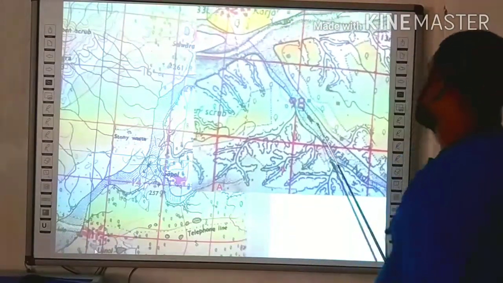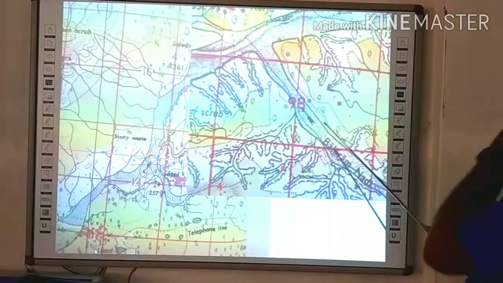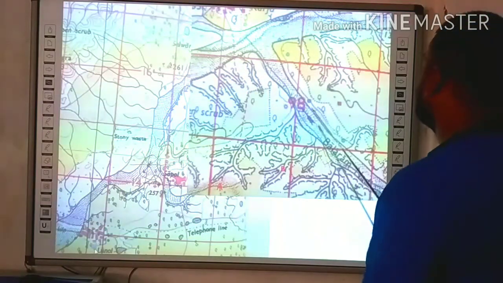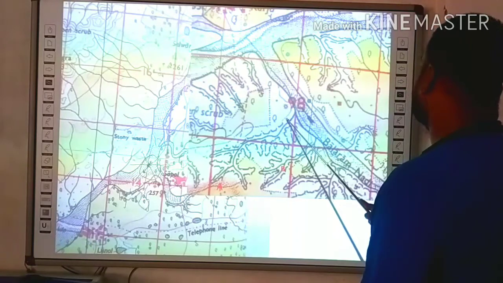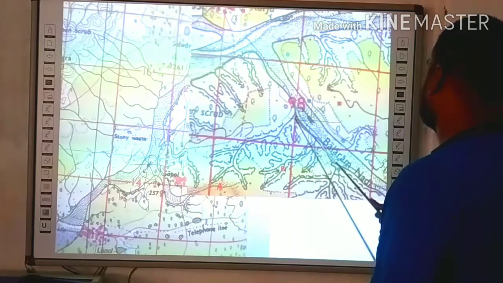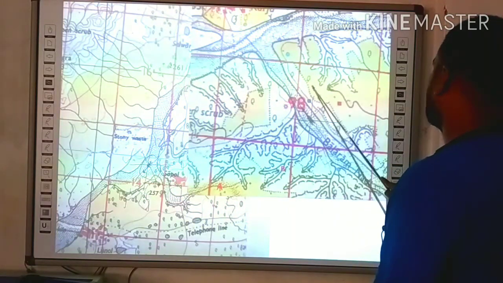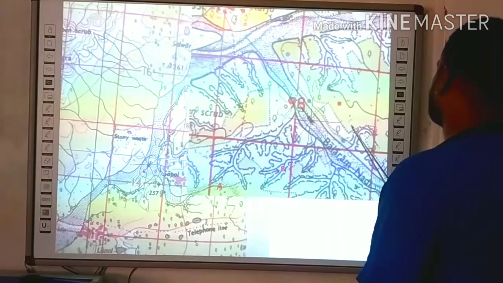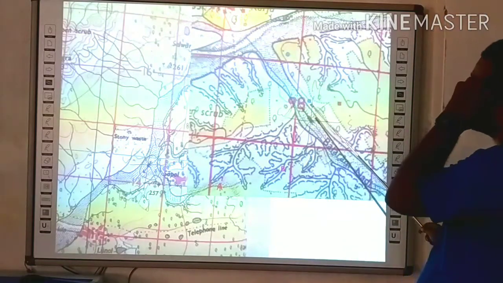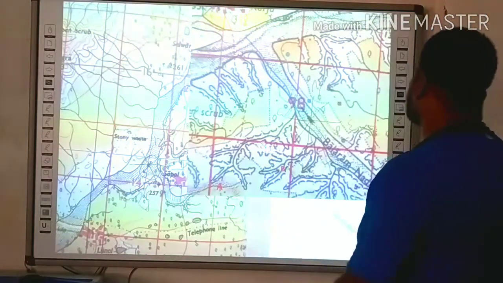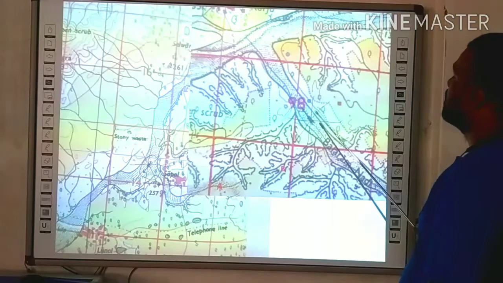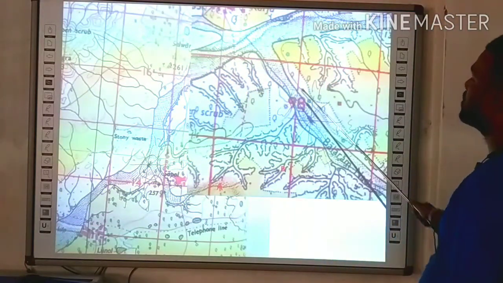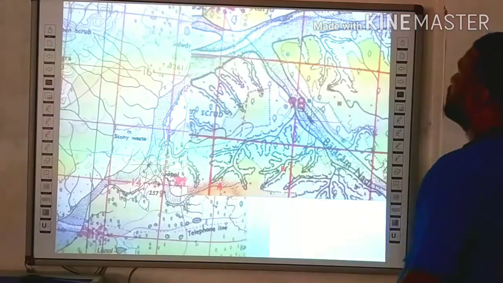Now look at this river, Balaram Nadi. Here is the arrow marked. It means the river is flowing in this direction. Now again follow the same process. After drawing this, north, south, west and east. Now in which direction is the river flowing? The river is flowing in the northwest direction, from southeast towards the northwest. So I hope you understand it.